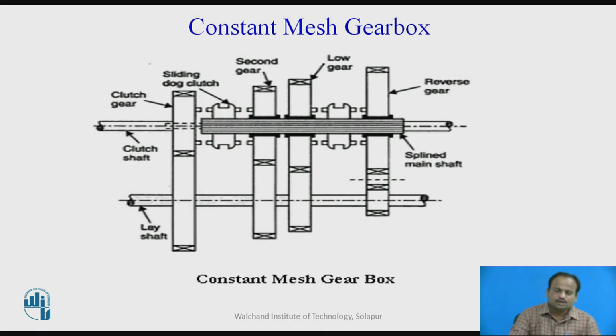And when you apply the reverse gear, the previous gear is disengaged and comes to neutral position, and then the clutch is engaged with the reverse gear. So likewise, we get different speeds with the help of this constant mesh gearbox. As the dog clutches are engaged with the gears during running of the gearbox, there is no harm to the gears. If the dog clutch fails, we can replace only the dog clutch. That is the advantage of this particular constant mesh gearbox.